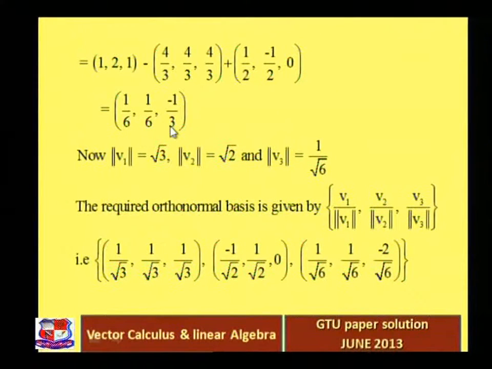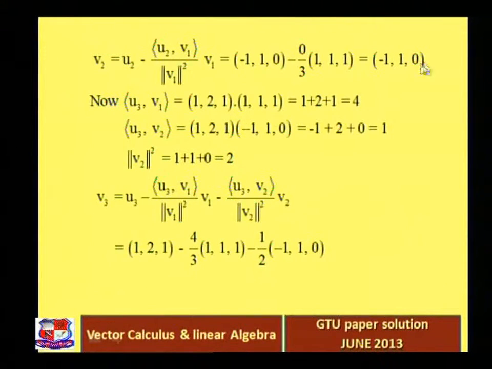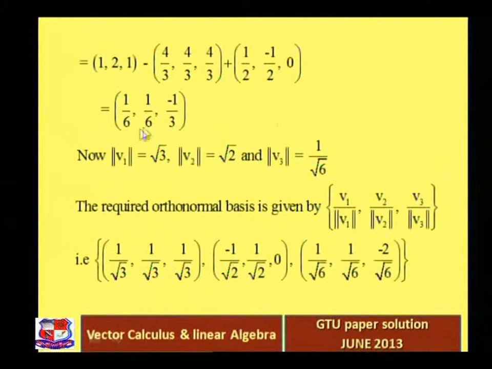So the inner product of v1 with v3 is also 0. And the inner product of v2 with v3: minus 1 1 0 dotted with 1 by 6, 1 by 6, minus 1 by 3, that is minus 1 by 6 plus 1 by 6 plus 0, so that is again 0. So v1, v2, v3 are orthogonal basis vectors, but they are not orthonormal. We want the orthonormal basis, so we have to divide each of v1, v2, v3 by its norm.